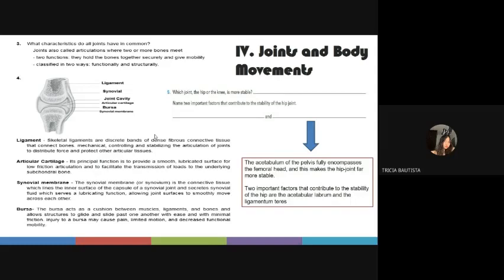The bursa acts as a cushion between muscles, ligaments, and bones, and allows structures to glide and slide past one another with ease and with minimal friction. Injury to a bursa may cause pain, limited motion, and decreased functional mobility. Lastly, the acetabulum of the pelvis fully encompasses the femoral head, and this makes the hip joint far more stable. Two important factors that contribute to the stability of the hip are the acetabular labrum and the ligamentum teres.